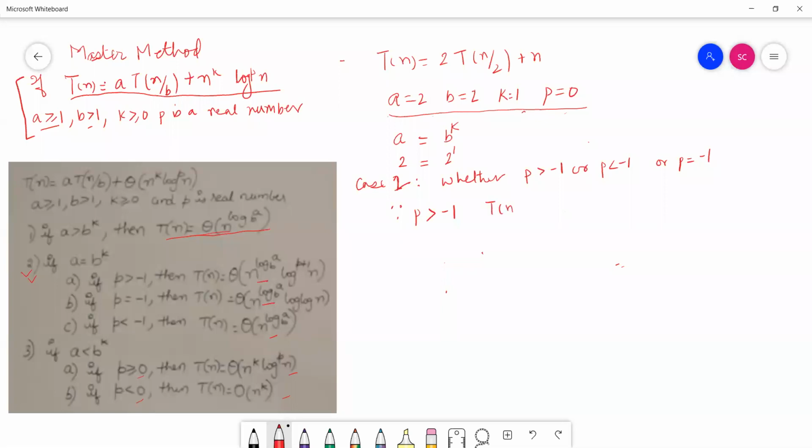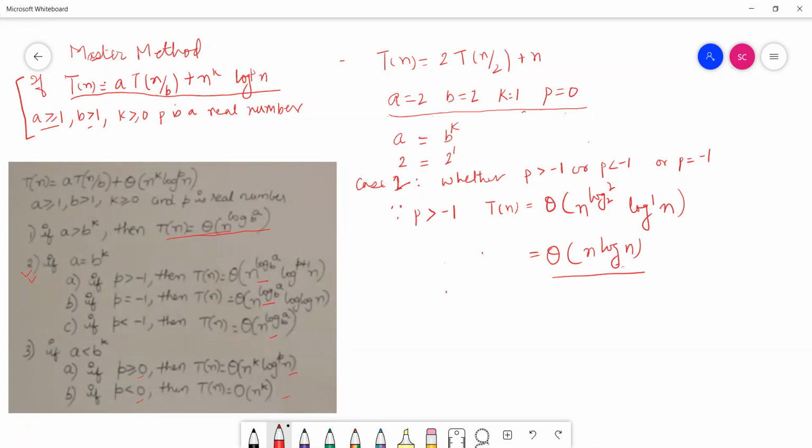the time complexity is theta of n to the power log A base B, log P plus 1 n. It means 0 plus 1, so log 1 n. And we can simplify it: log 2 base 2 is 1. It is n log n.